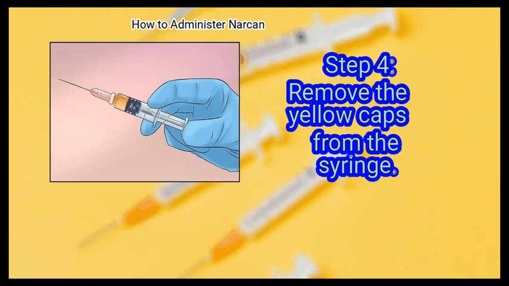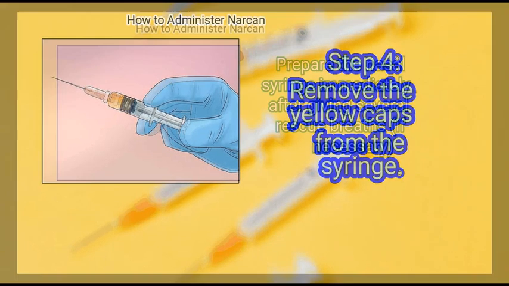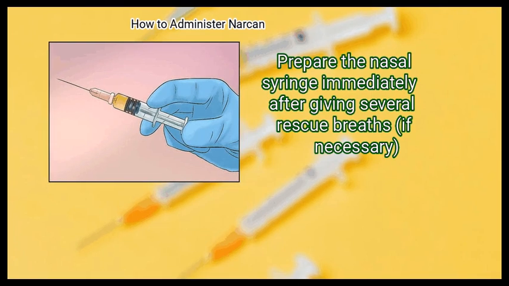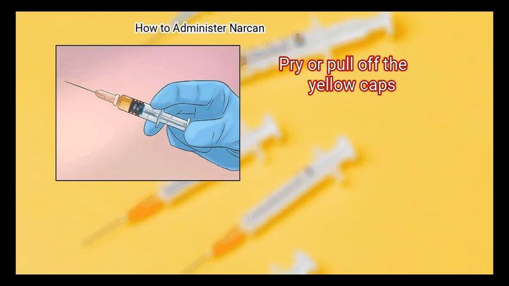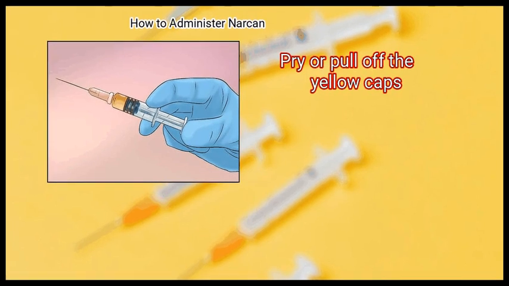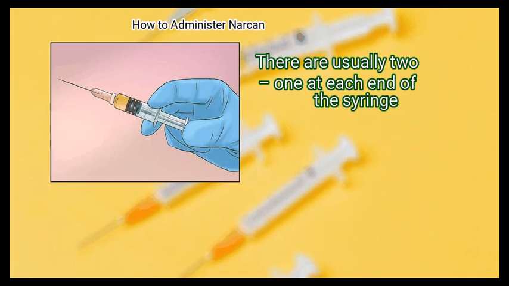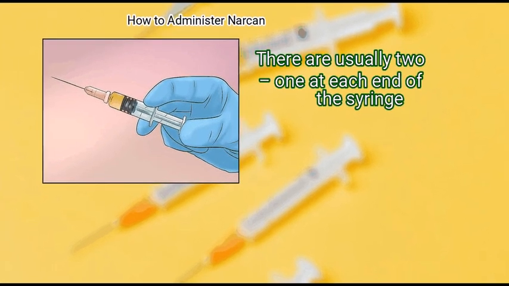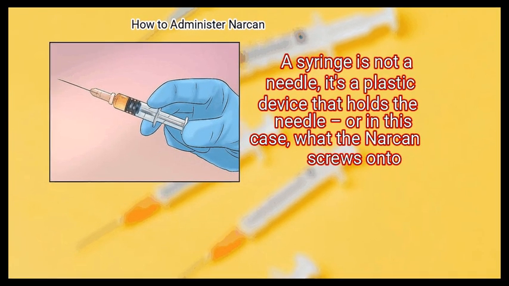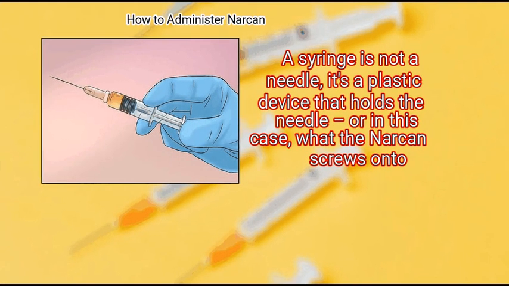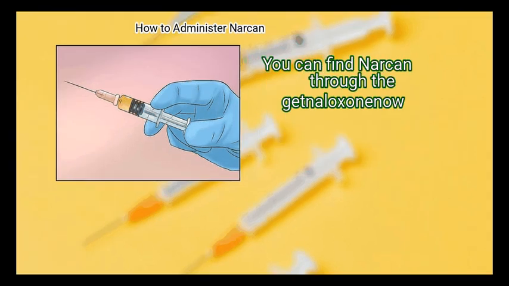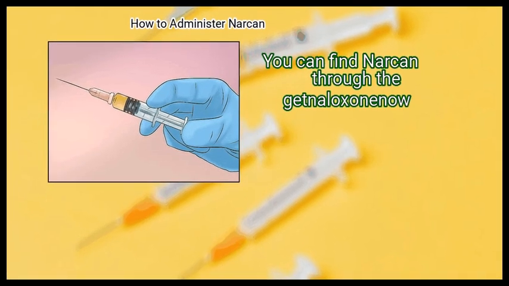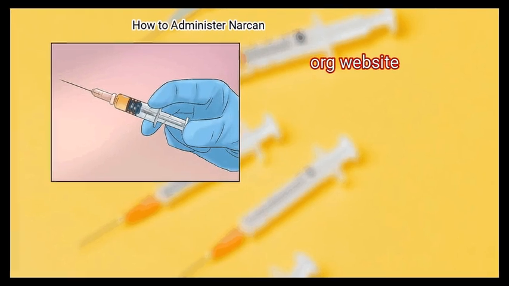Step 4. Remove the yellow caps from the syringe. Prepare the nasal syringe immediately after giving several rescue breaths, if necessary. Pry or pull off the yellow caps. There are usually 2, one at each end of the syringe. A syringe is not a needle. It's a plastic device that holds the needle, or in this case, what the Narcan screws onto. You can find Narcan through the GetNaloxoneNow.org website.